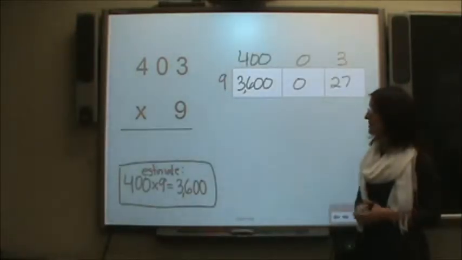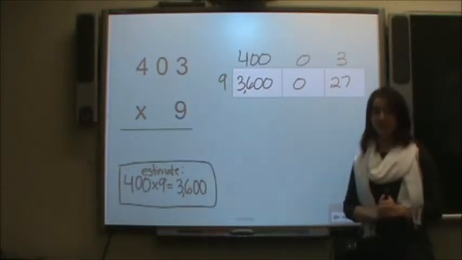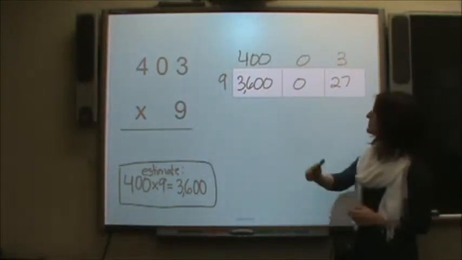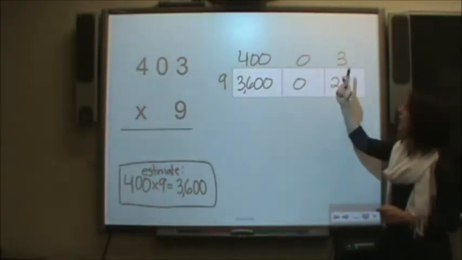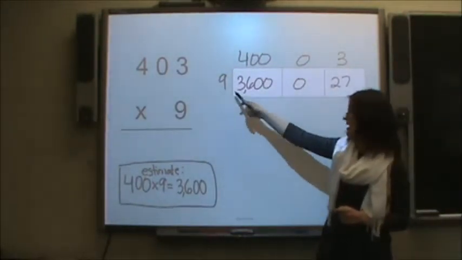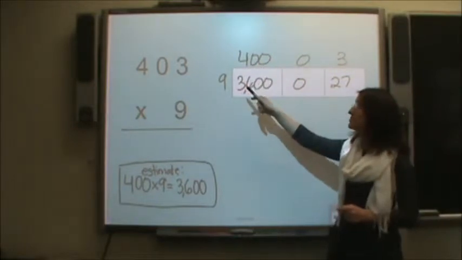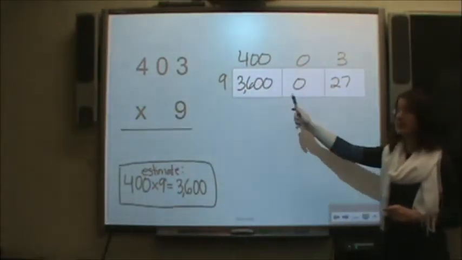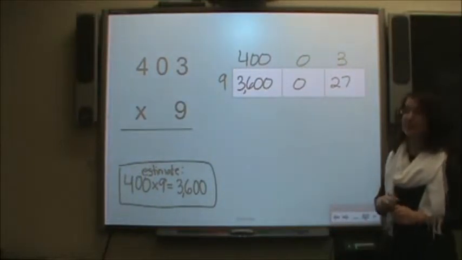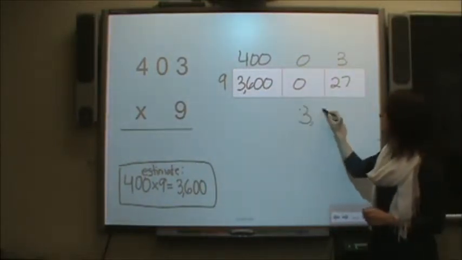For my ballpark estimate, I got approximately 3,600. And then I split my numbers up into 400, 0 because I don't have any 10s, and then 3 1s, and then a 9. So then I multiplied each of them: 400 times 9 is 3,600, 9 times 0 is 0, and 9 times 3 is 27. Now I'm going to add them together.